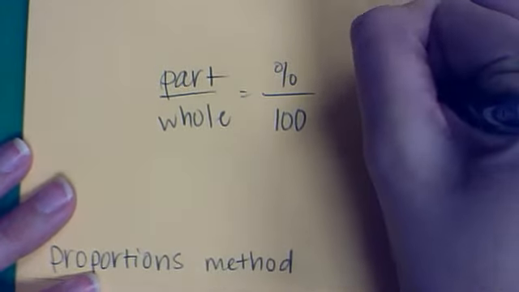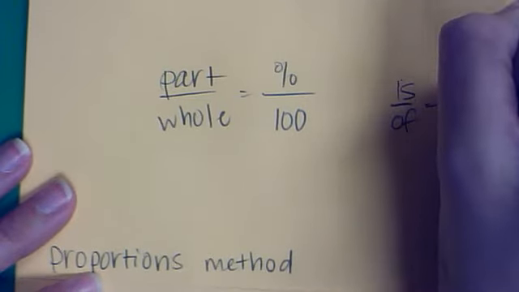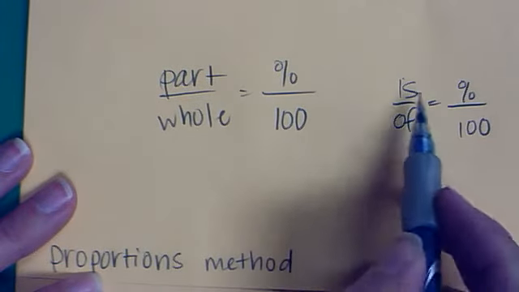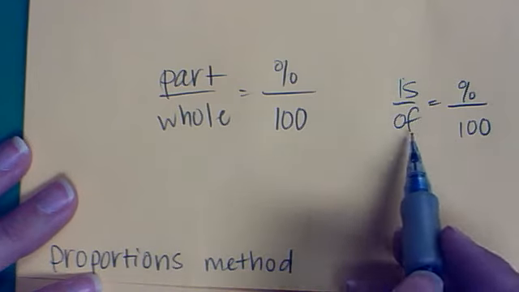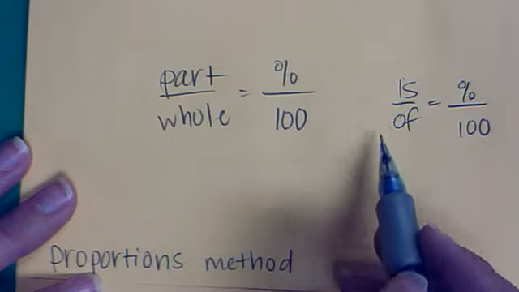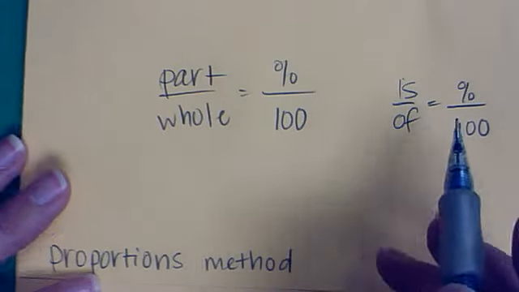Also, is over of equals percent over 100. Again, you fill in what they give you and then find the rest of what they don't give you. 100 always stays on the bottom. There are a lot of problems on your homework like this, so don't forget is over of equals percent over 100. Let's look at an example of this.